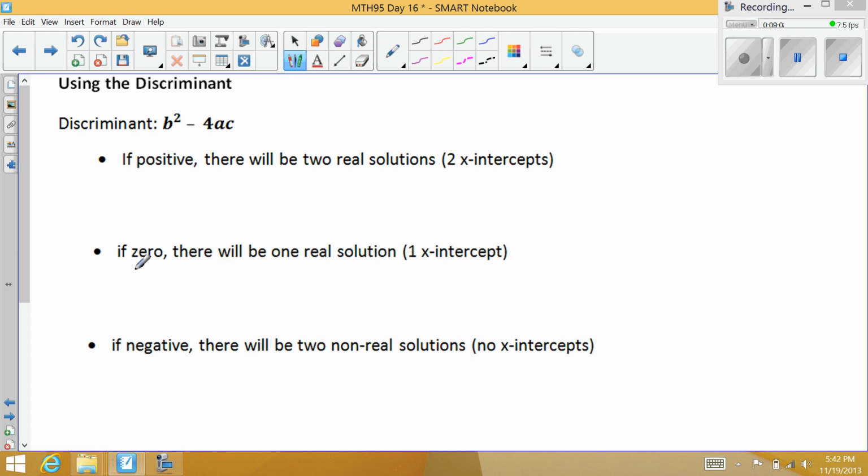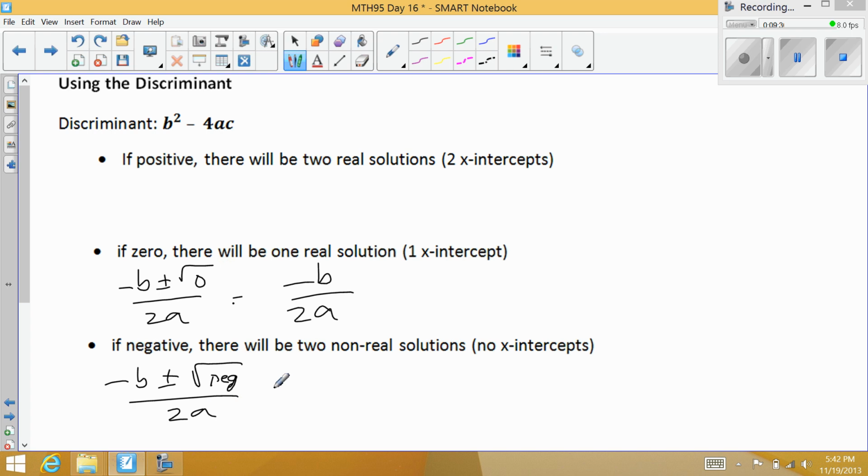If the discriminant turns out to be 0, we're going to have negative b plus or minus the square root of 0 over 2a, and we're only going to have one solution, just the negative b over 2a. And if the discriminant's negative, we're going to have negative b plus or minus the square root of something negative. The square root of a negative is what leads us into the i's. And so we're going to have 2 non-real solutions.